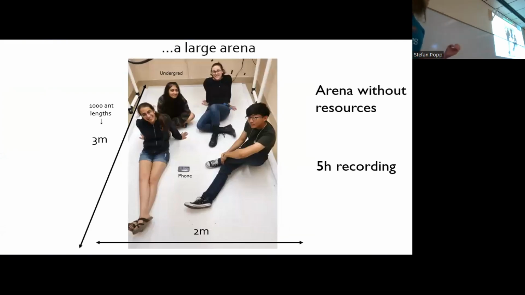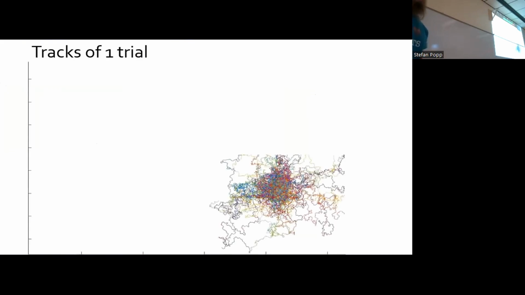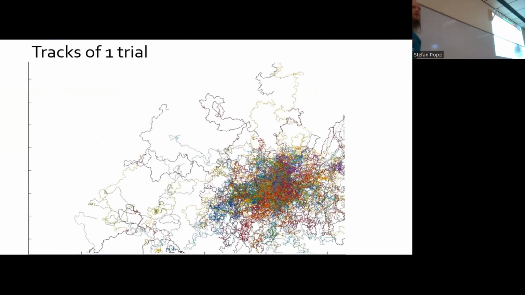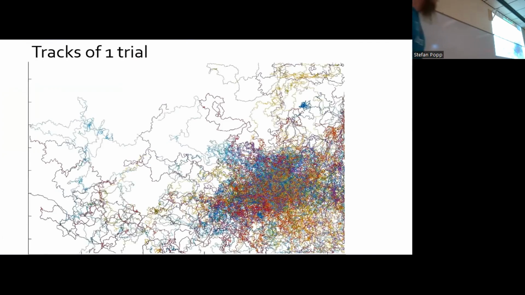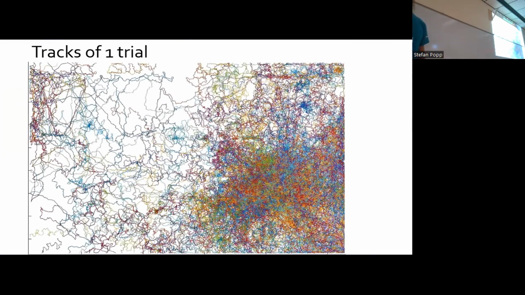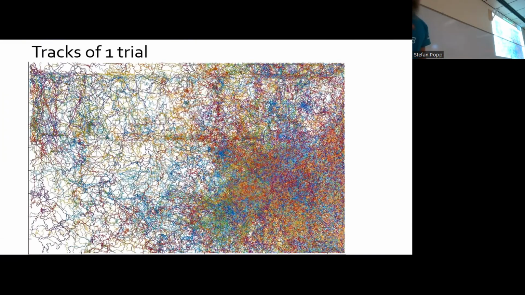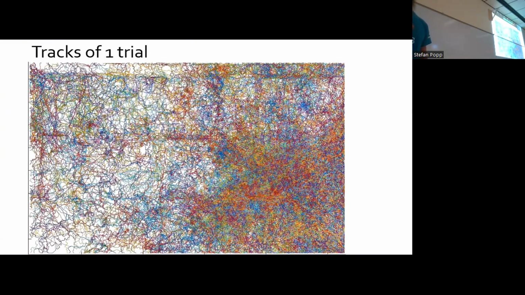This is a huge arena here, undergrads for scale, 2 by 3 meters, which is about 1,000 times the length or the size of an ant. And at the end of one trial, this is the kind of data we get, a lot of tracks. You can see on the right where the tracks are coming out of, that is the location of the nest. And there is a lot of data there in just one trial.